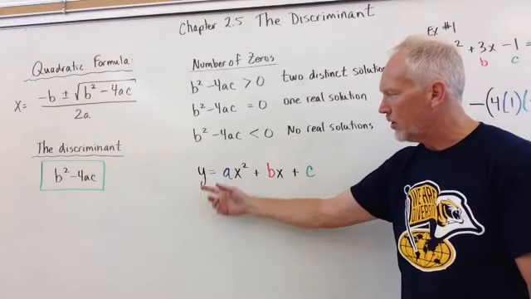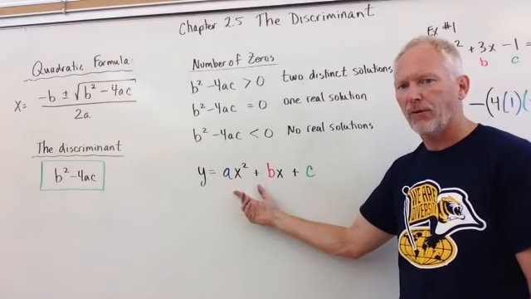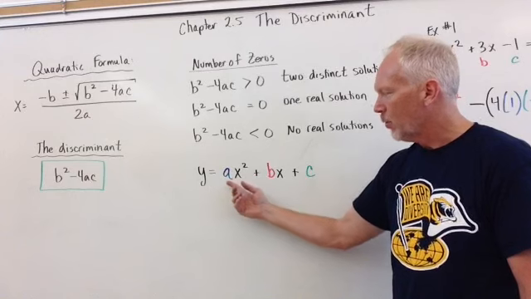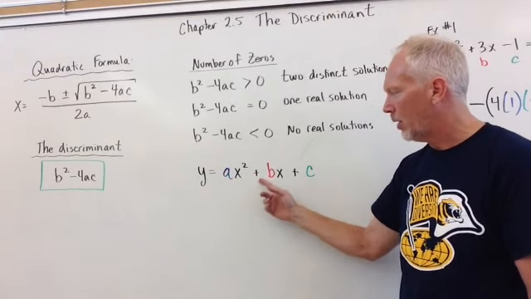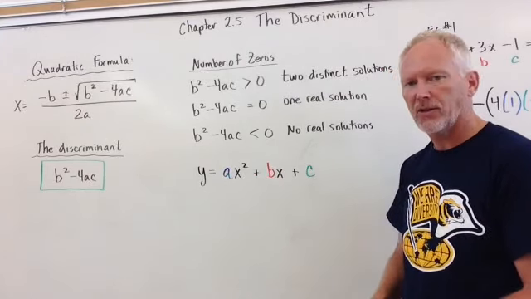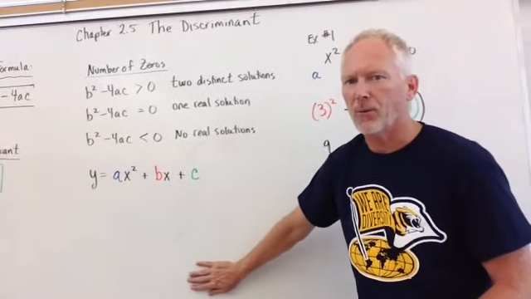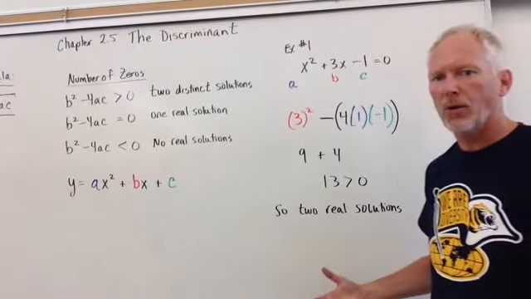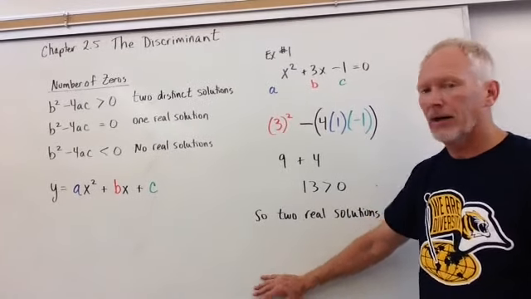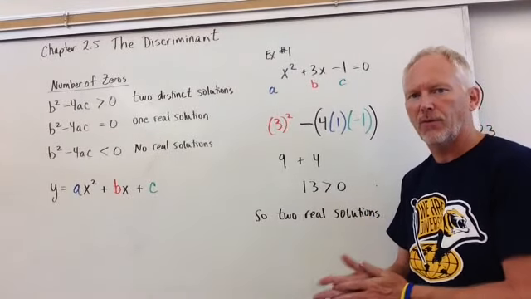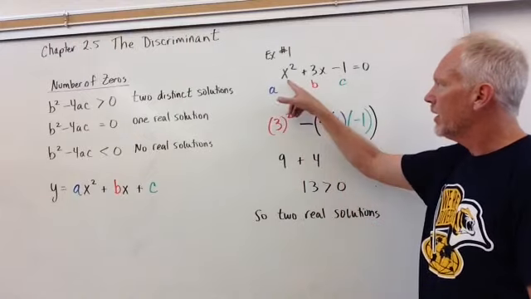Okay. Here's our general equation. Again, standard form of your quadratic: y equals ax squared plus bx plus c. And so let's take a look at a few examples here to find out what we have in terms of the number of x value solutions that we might have.